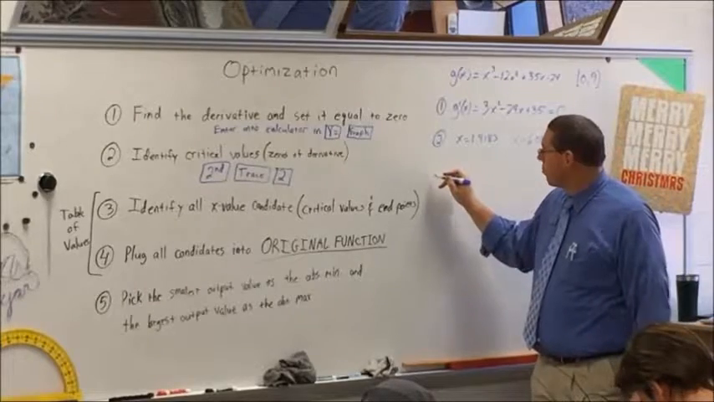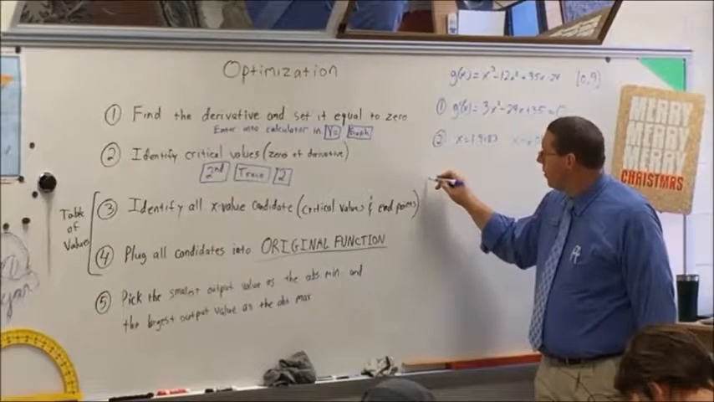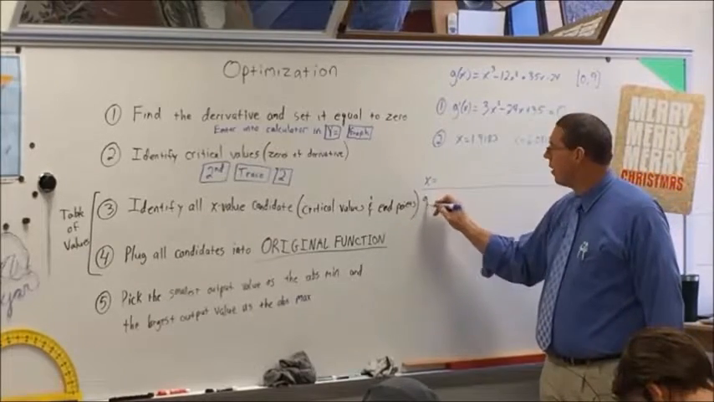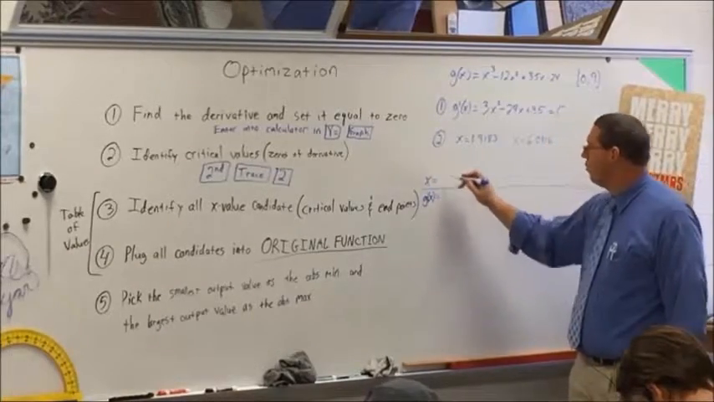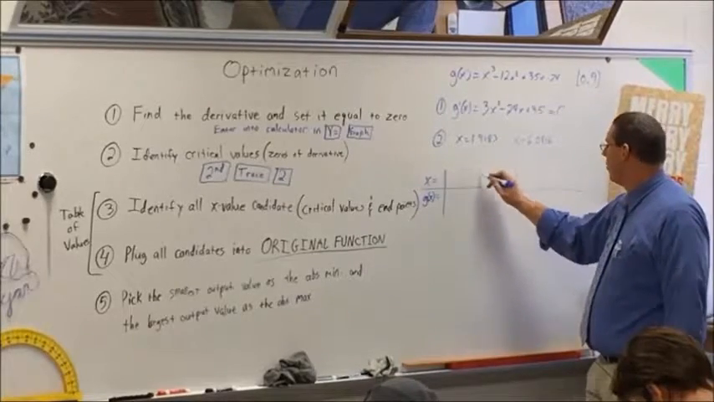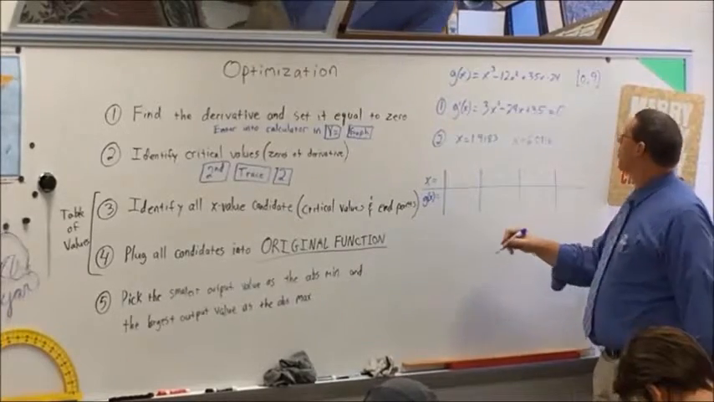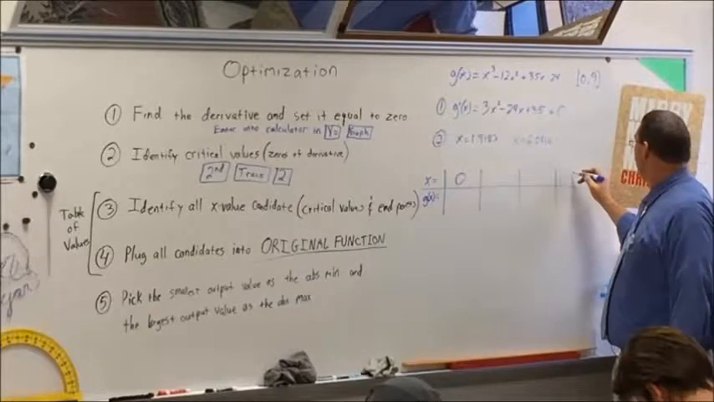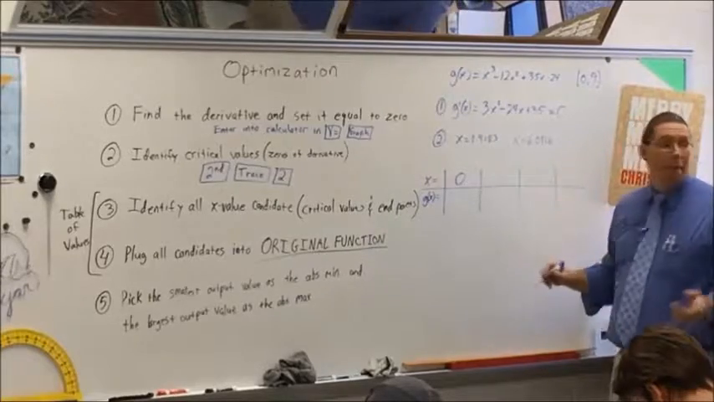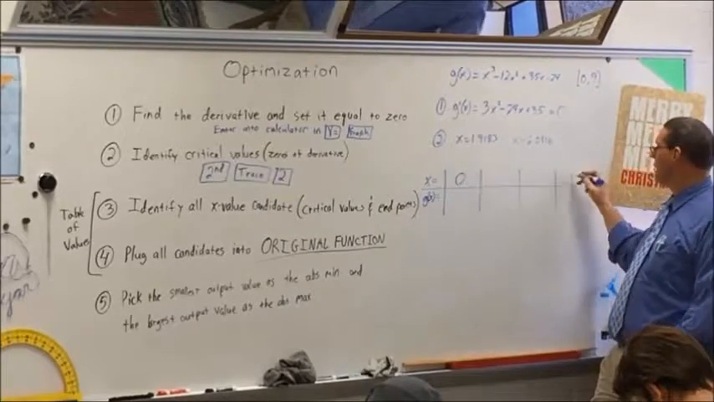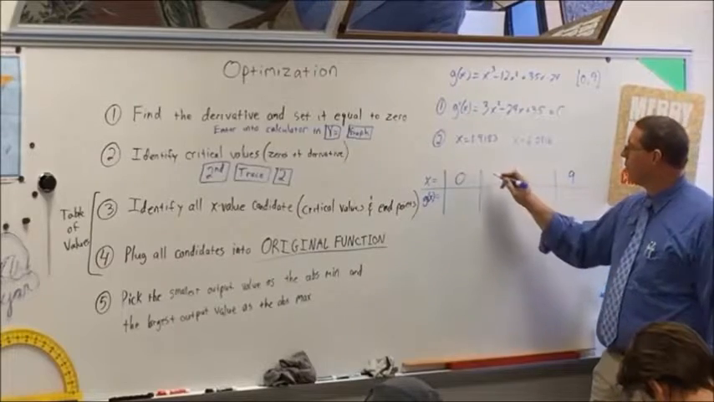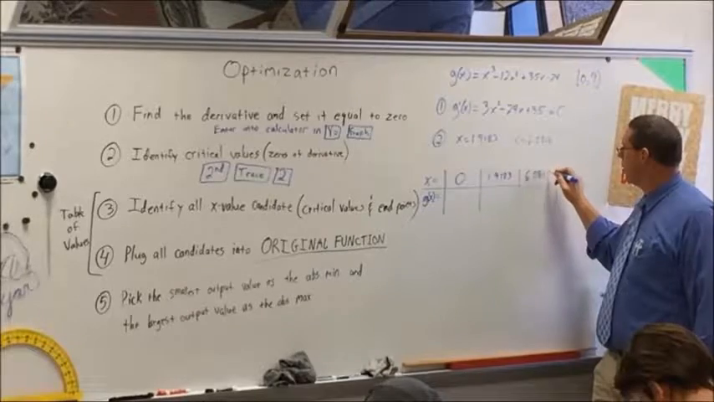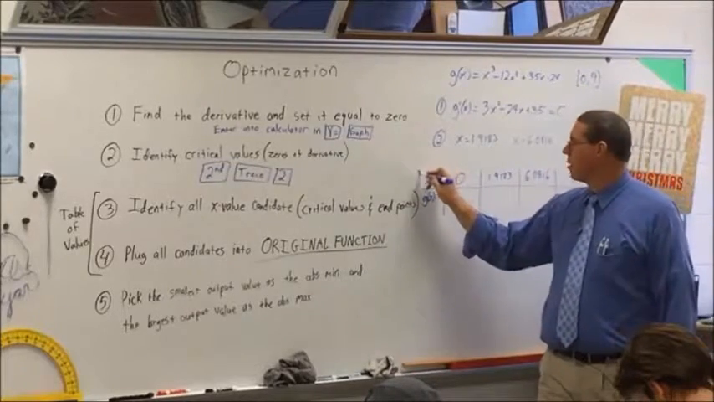Now, what am I going to do in step 3? All the possibilities. I'm going to make a table of values. How many possibilities are there? There's 4 possibilities because I have 2 endpoints and I have 2 critical values. So, what are my endpoints? 0 on the left. I usually go all the way: I do the endpoints first and then 9 over here. Then my critical values: 1.9183 and 6.0816. This is step 3.